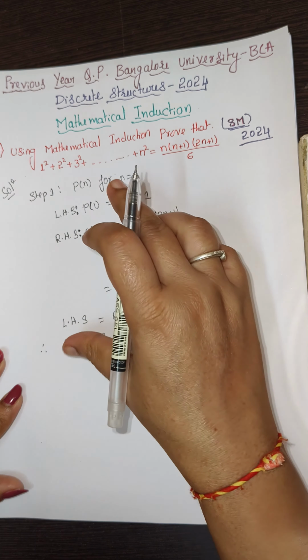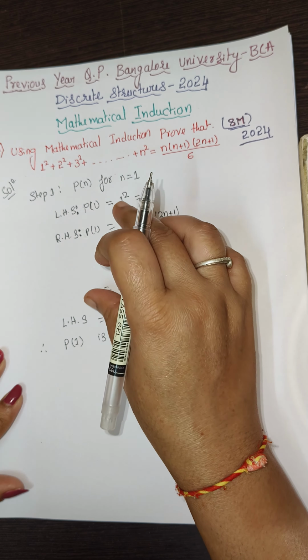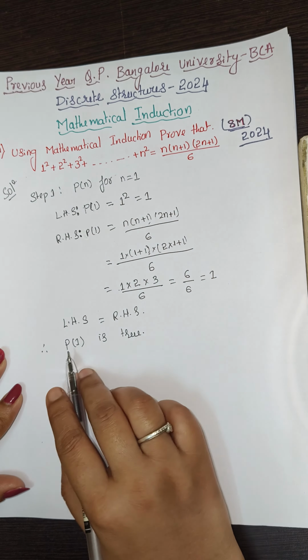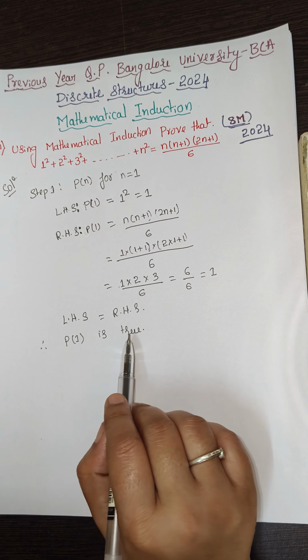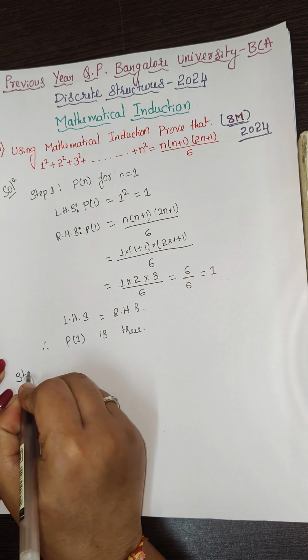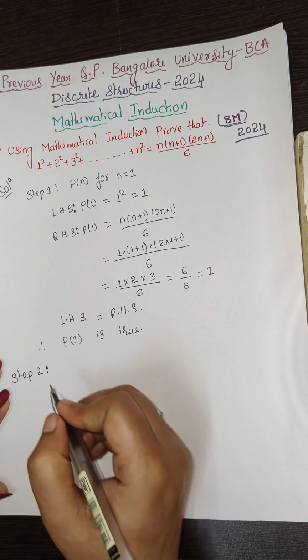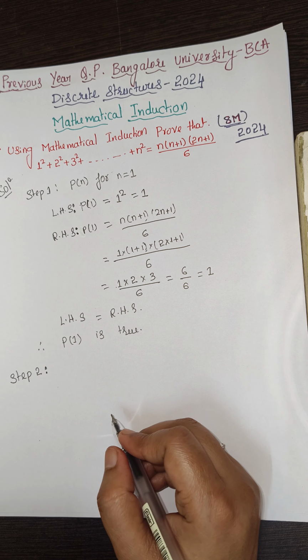In the first step, what we do is prove for n equals 1. After proving, P of 1 is true, and we have to write the conclusion. Step 2 is just an assumption. It is called the inductive hypothesis. The second step is the inductive hypothesis.